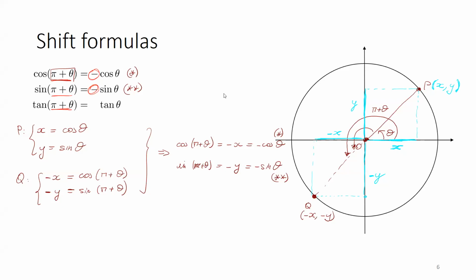So just for the purpose of the recording, to catch up, we started off with the shift formulas. We drew the point Q prime, which is on the opposite side of P. The angle is pi plus theta. And if we relate the coordinates of Q with those of P, then following the computation that we have here, we get that cosine of pi plus theta is minus cosine theta. Sine of pi plus theta is minus sine theta.